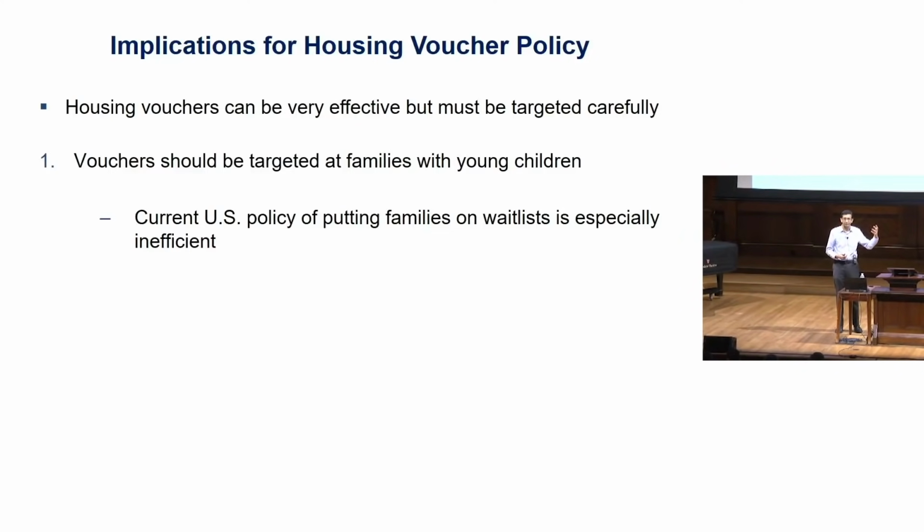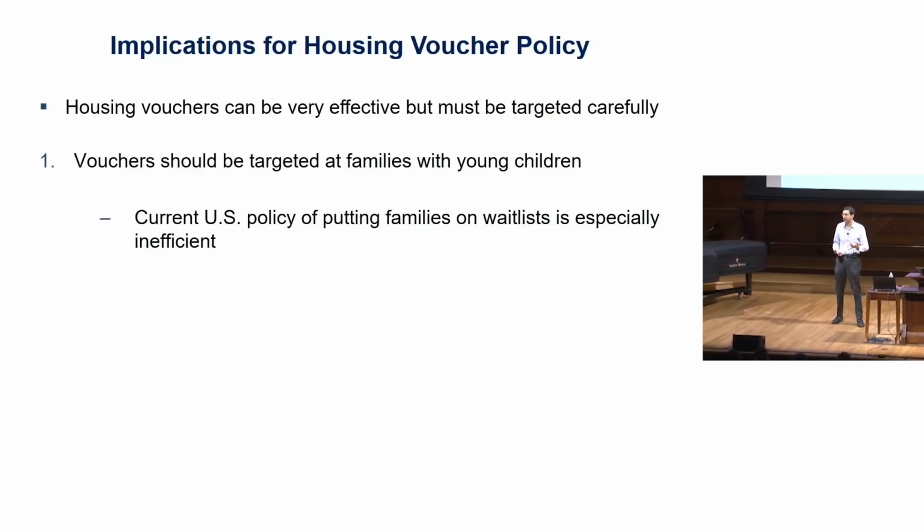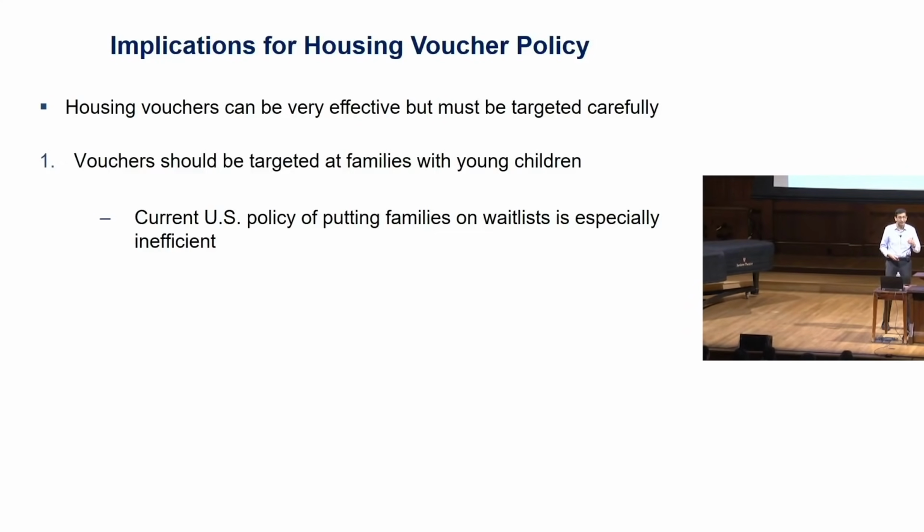As a result of this type of evidence, there are a number of housing authorities around the US that are shifting the priority ordering on their wait lists to give families with young kids priority. Okay, so that's a very concrete, simple thing that you can do that can potentially increase the efficacy of these programs.